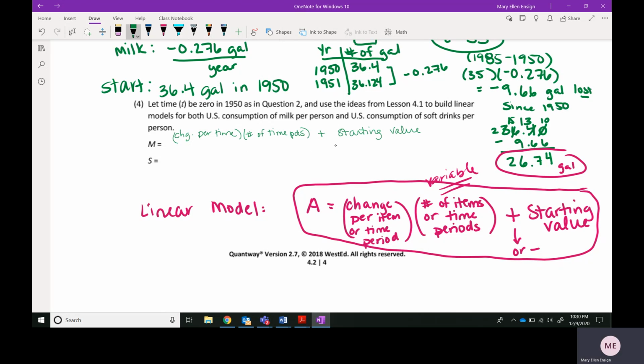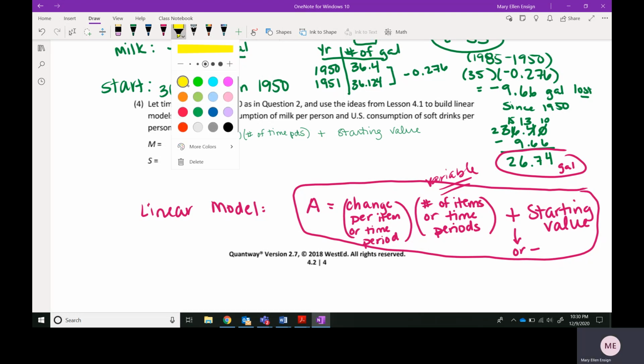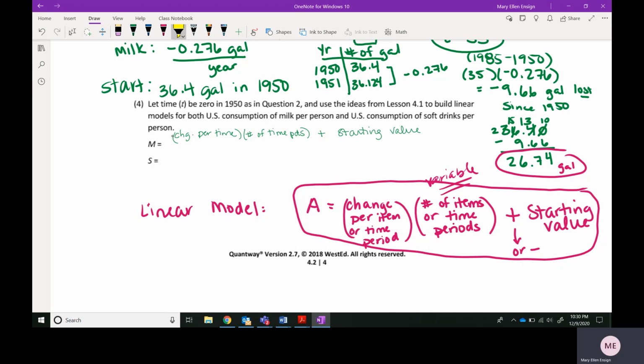Well, I guess it doesn't say exactly in here, but when we think about this one right here, change per time, or another way to talk about that is rate of change. Think about, what did we just call rate of change? What tells us, oh, it went down this many gallons per year or up this many gallons per year? Okay, think about that for a minute. Okay, so for real, go ahead and pause your video and see what you can do about writing both of those linear models.